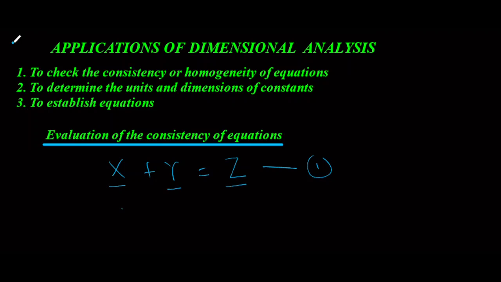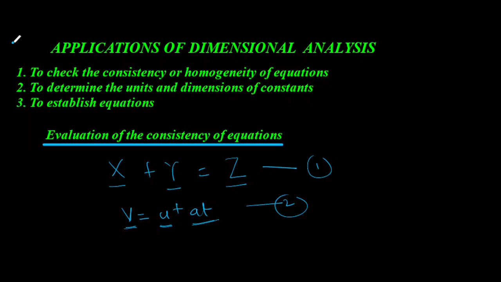Another example is v equals u plus 80. This equation will be dimensionally correct if the dimension of v is the same as the dimension of u, the same as the dimension of 80. It does not only apply to dimensions, the same thing applies to units. If the unit of v is the same as the unit of u, the same as the unit of 80, then we say that the equation is dimensionally consistent.